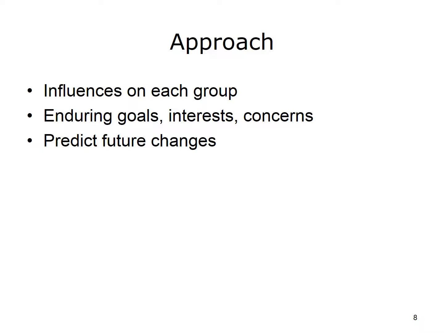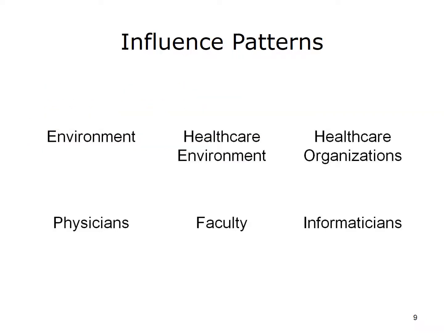What we are going to do is look at the influences on each of these groups, as well as their enduring goals, interests, and concerns. Enduring goals are those things that have remained the same even while other things have changed. Over the last 50 years or so, there have been many changes, but for the most part, these core values have remained the same. We will look at these values and use our understanding of them to predict future changes.